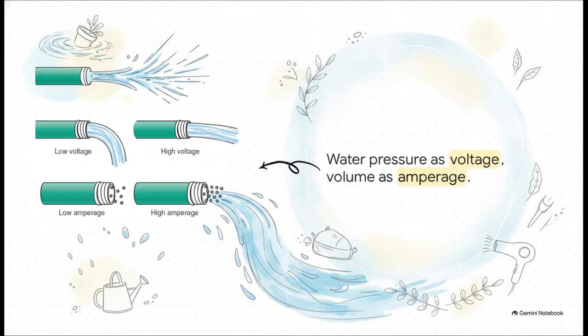Now think about the ampere, or amp. That represents the actual amount of water flowing through the hose. So you can have high pressure but a tiny little stream of water, or you can have low pressure with a massive volume of water. Grasping this difference is totally key to understanding how our electrical tools are calibrated.